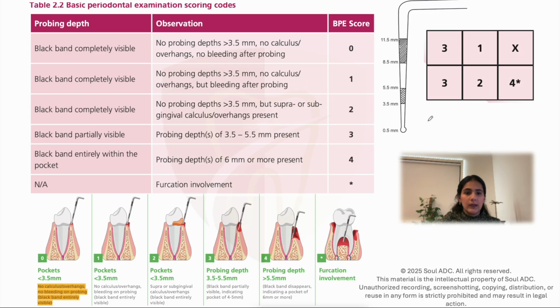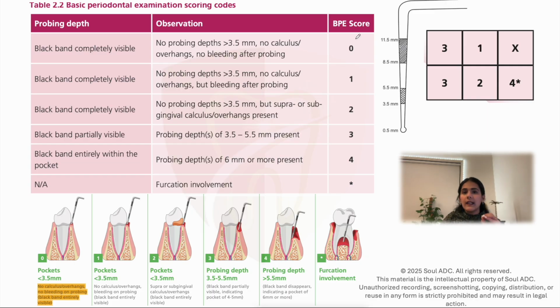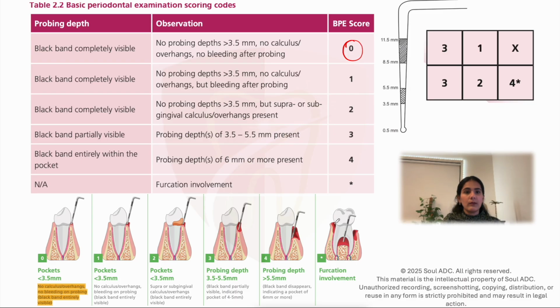So what does 0 mean? We can put 0 as well. 0 means everything is okay in the mouth, no issue at all. All the teeth are fine. There is no bleeding on probing, no calculus, no issue, and the probing depth is also okay. It's in 1 to 3 millimeters. That's what 0 depicts.